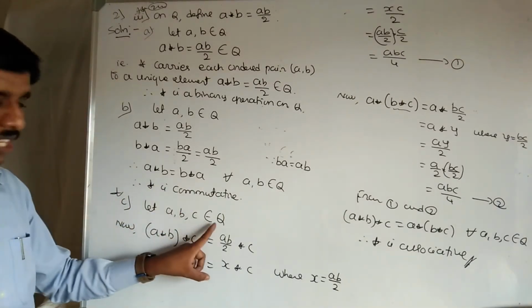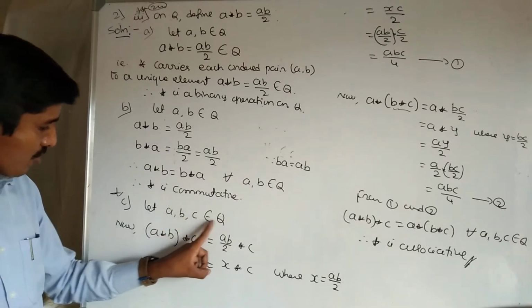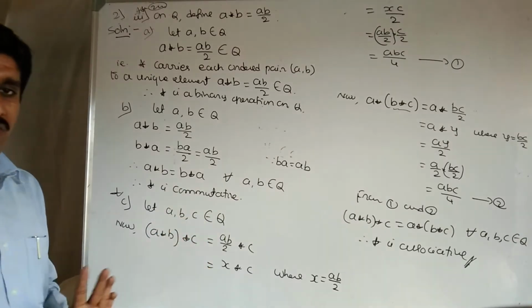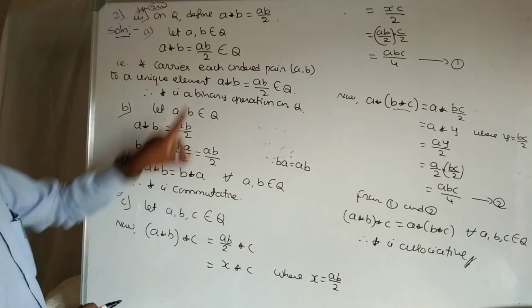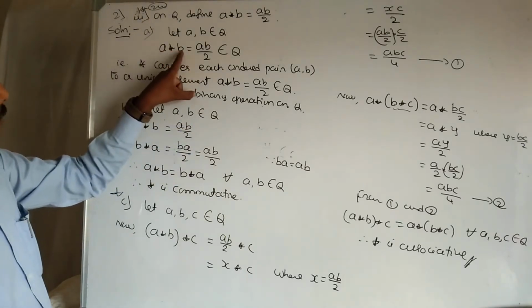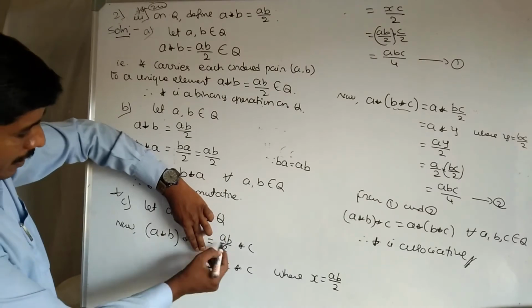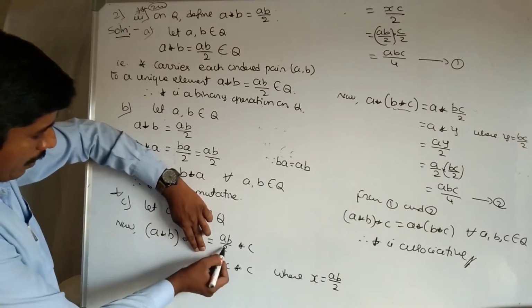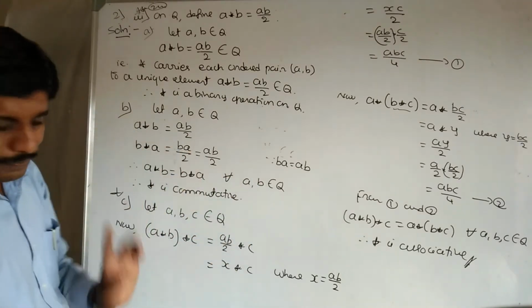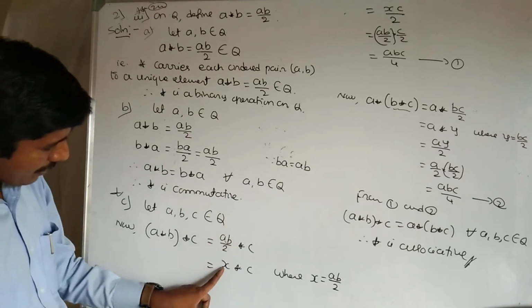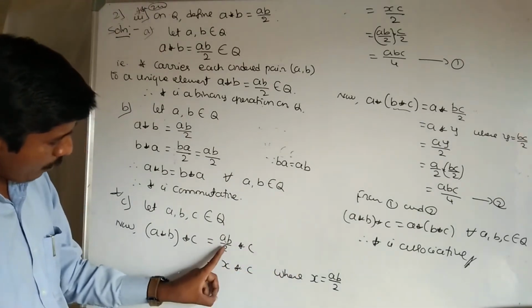Let us take three elements a, b, c belonging to Q. Consider (a star b) star c. First, within the bracket, the binary operation is defined: a star b equal to a into b divided by 2. Here a star b is a into b divided by 2, and star c as it is. Let us take ab by 2 equal to x, where x equals ab by 2.